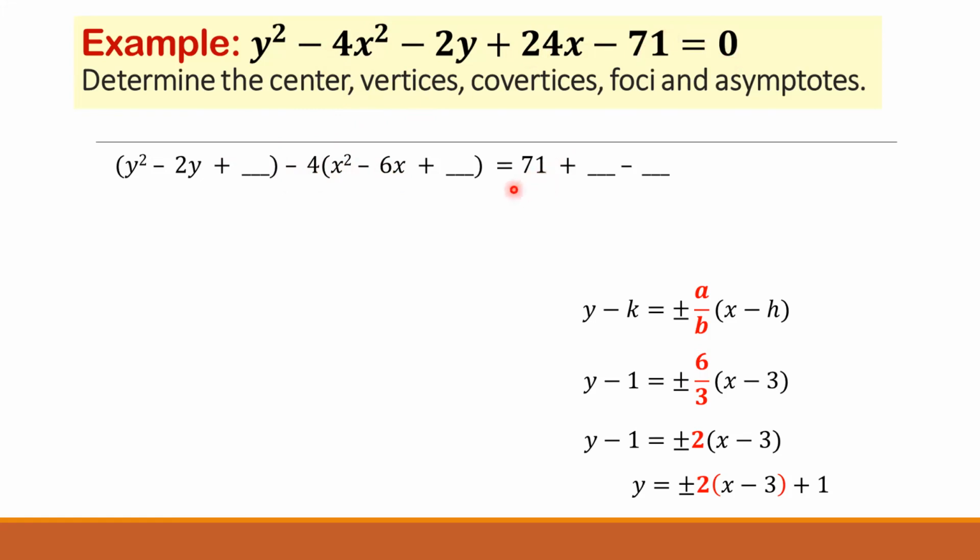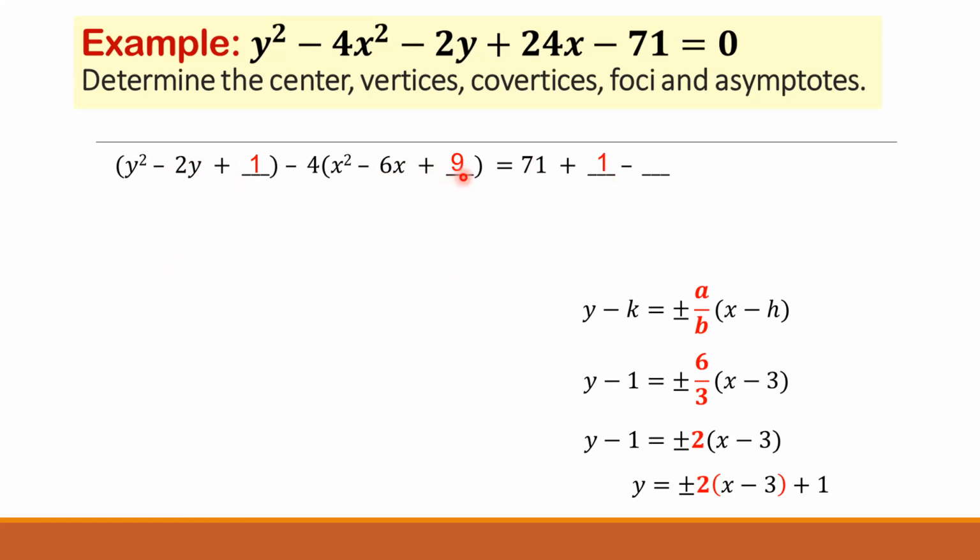So let's complete the square. -2 divided by 2 is -1. Divide this by 2 and then square. So dividing this by 2 is -1. When we square it, that will be 1. We do the same thing on the other side. So here, -6 divided by 2 is -3. If you square that, that will be 9.